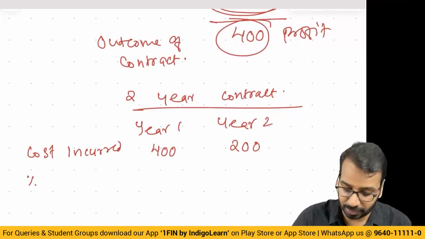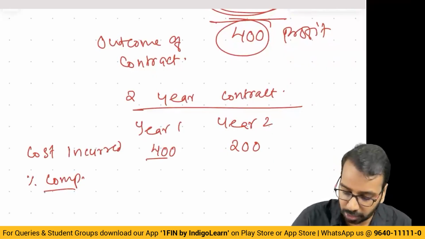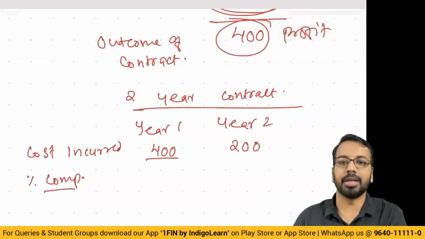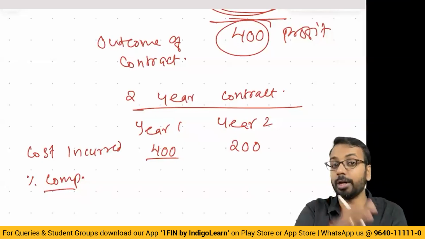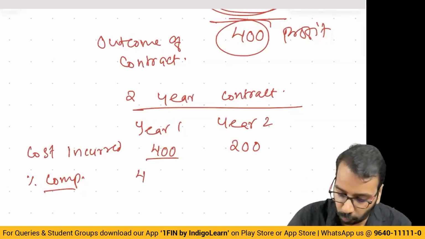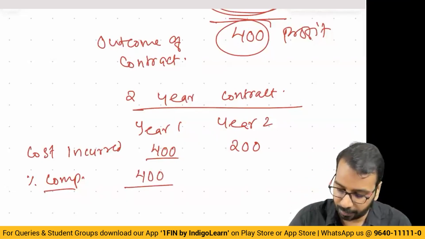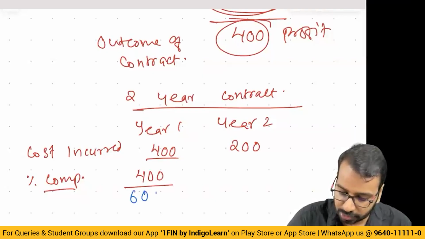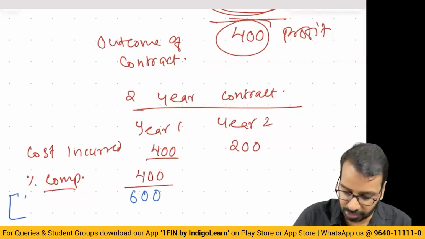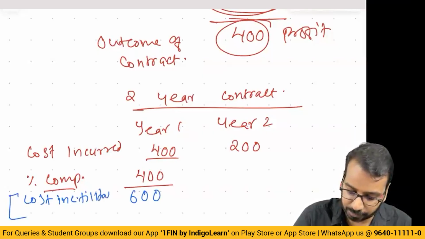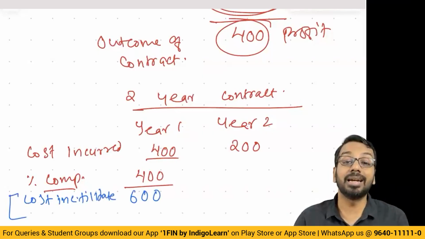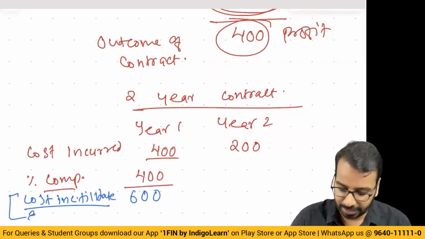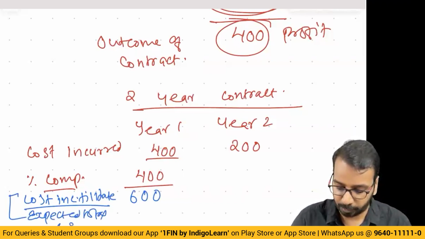Now, we calculate something called percentage completion. How do we calculate that? Total cost incurred in the current period, cumulative, we'll always do it cumulative till date, 400, divided by total expected cost, 600. So, percentage completion is cost incurred till date divided by expected total cost.